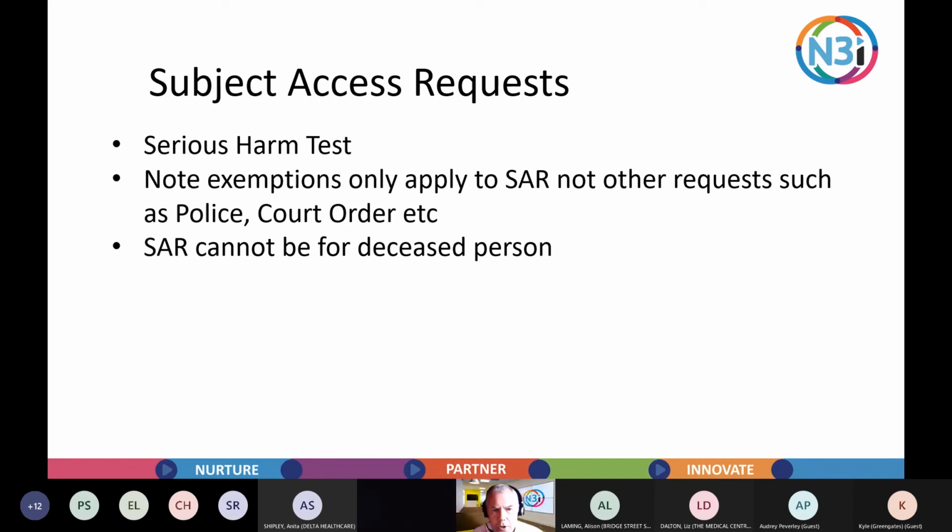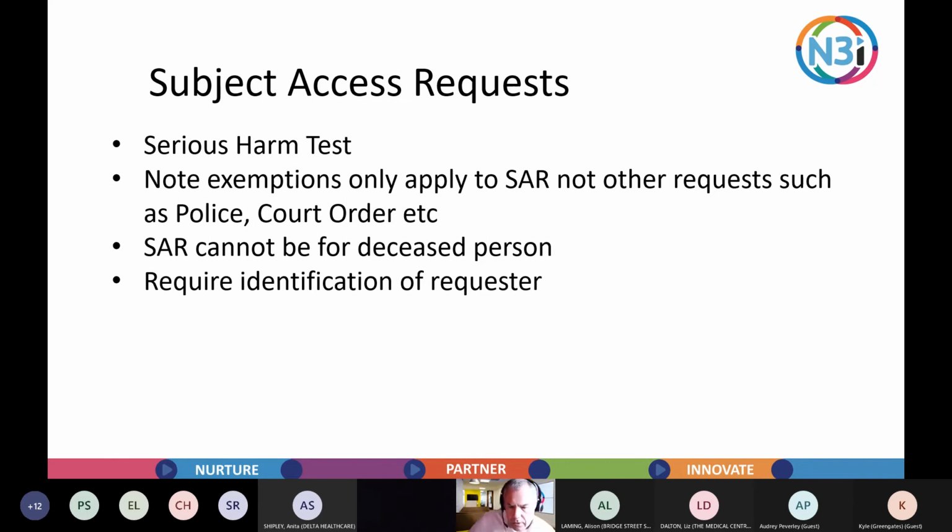We all know this, I'm sure. You can't have a subject access request for a deceased person. That's into a whole different thing. And again, access to deceased records, we've done quite a bit of work on. You can require the identification of the requester. And also, when we're doing things now at a distance, if you receive an email for a request and so on, it's on you how you identify it.